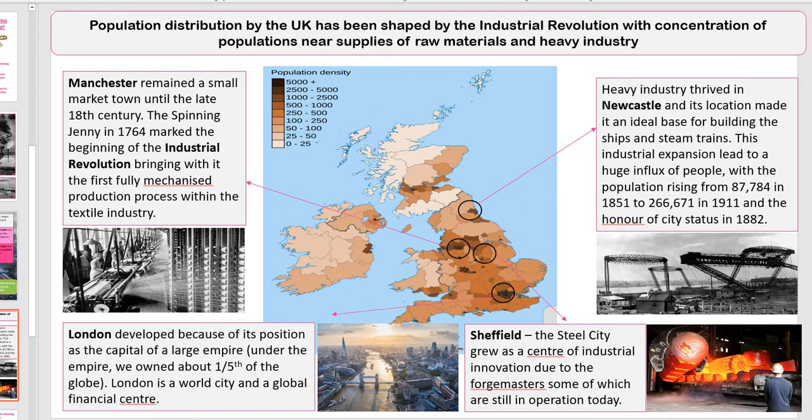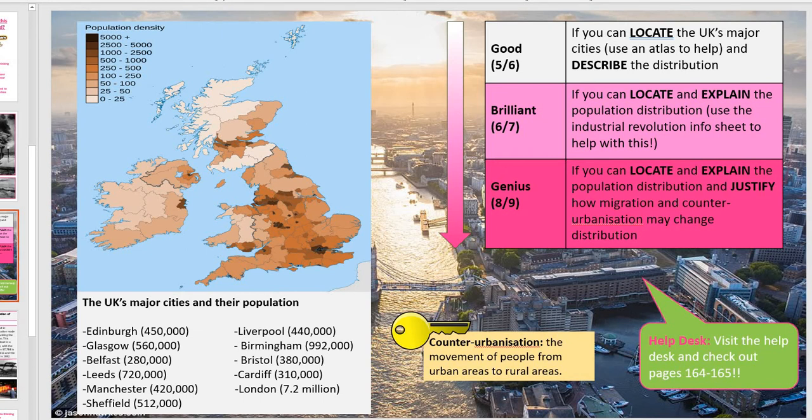Now, the last thing we need to look at, if we go back to the previous slide for a moment, slide 5, is how migration and counter-urbanisation may change what our country looks like in the future. We have talked about counter-urbanisation before, but if you can't remember what that is, it's the opposite of urbanisation. Urbanisation is people moving from the rural to the urban. Counter-urbanisation is going the other way, so people moving from the towns and cities into the countryside. So the proportion of people living in the towns and cities will actually go down.